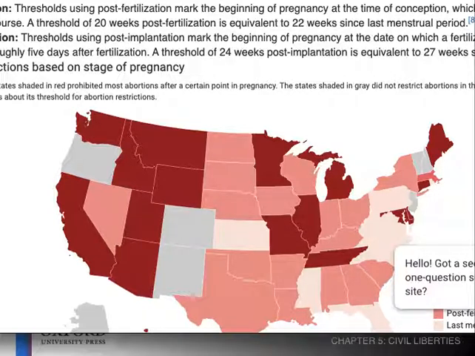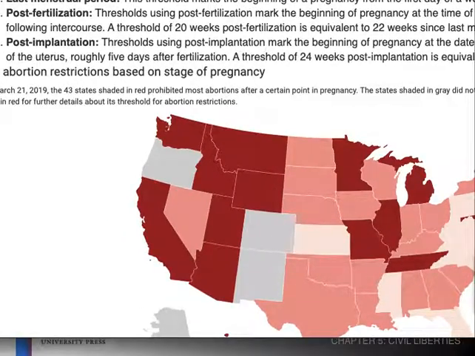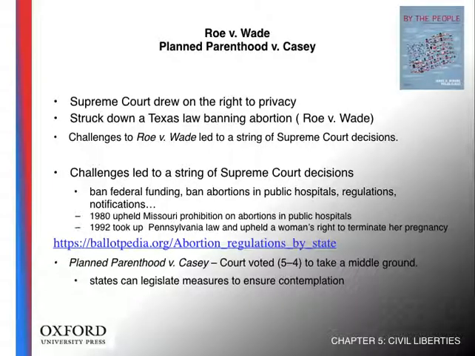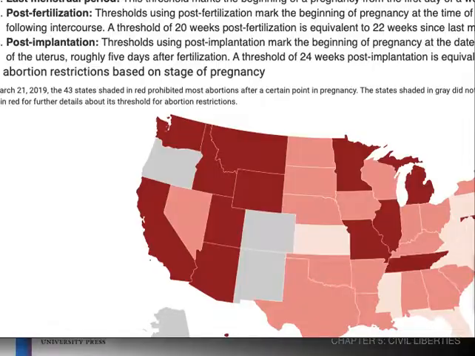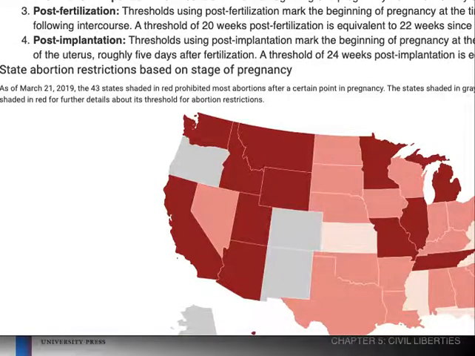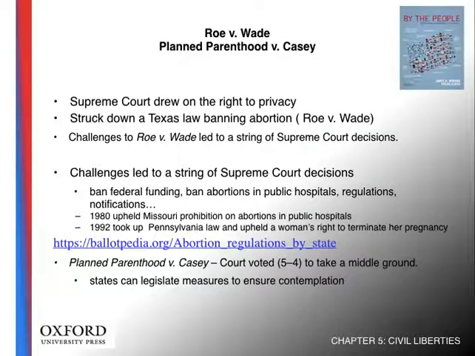And then you also have many states that are banning abortion now, and we will probably see, maybe even within this class time, some cases brought up challenging Roe v. Wade, and there is some thought that this current makeup of the Supreme Court may overturn Roe v. Wade. So we'll see what happens there.